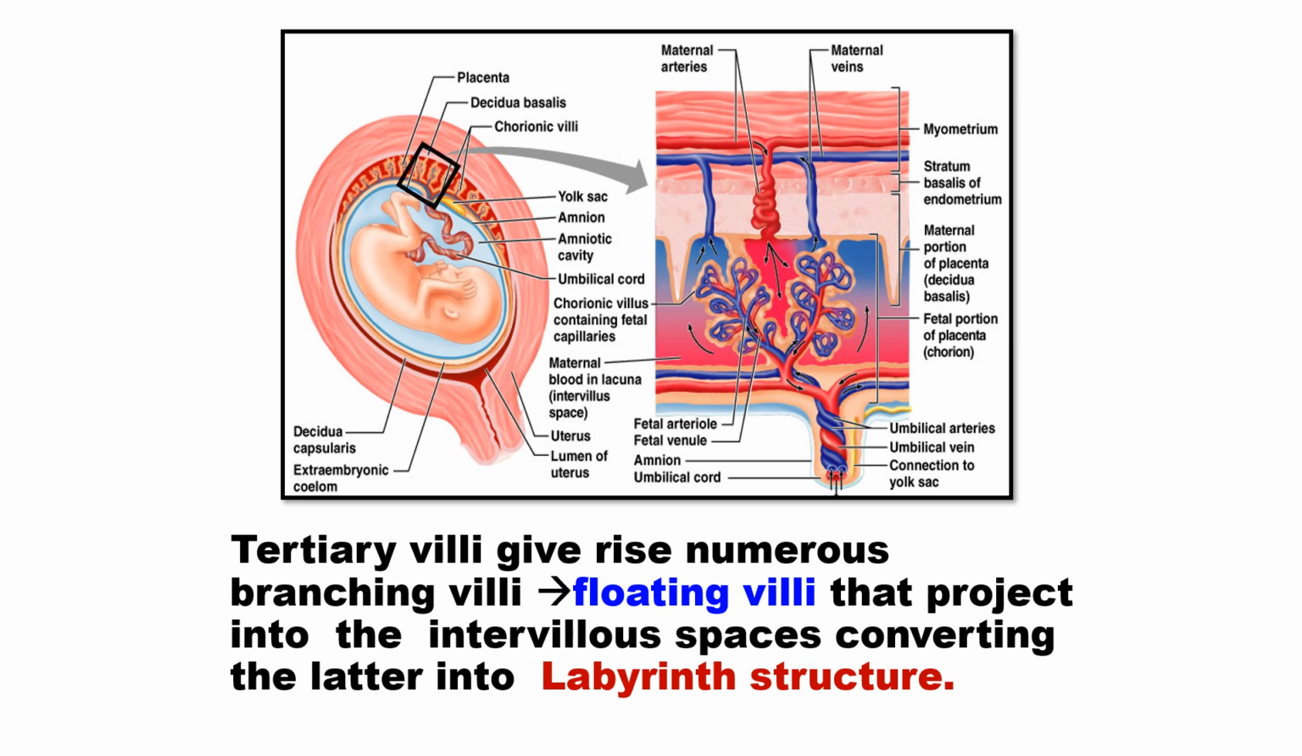Tertiary villi therefore give rise to numerous floating villi, which are bathed in the intervillous spaces, which are filled with maternal blood. And these intervillous spaces appear as labyrinthine structures.